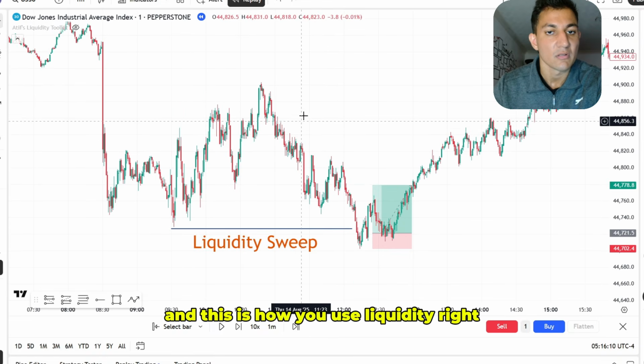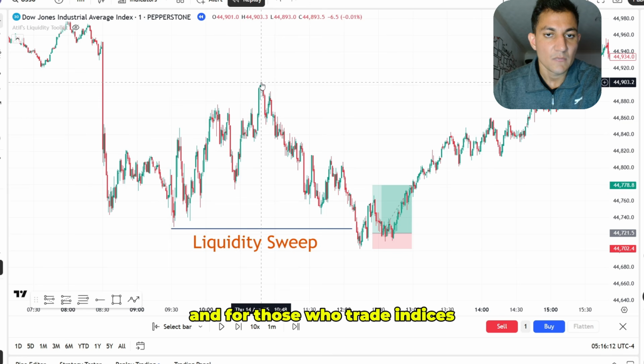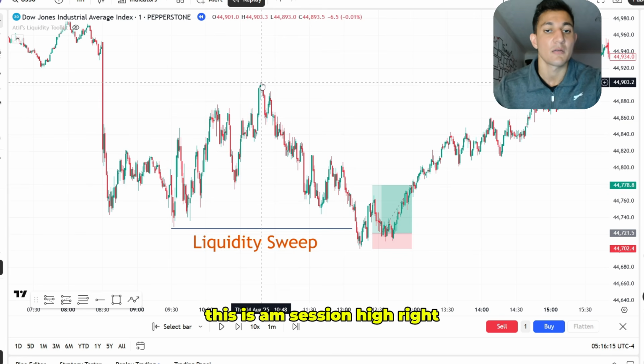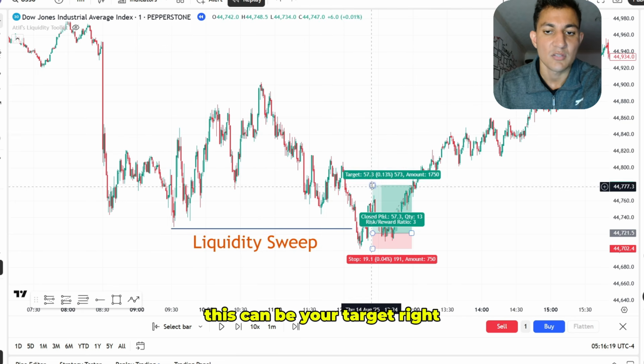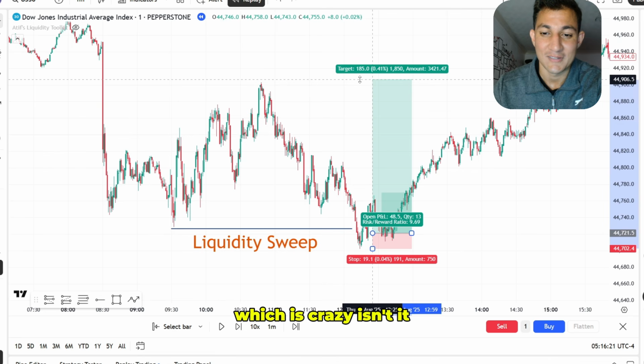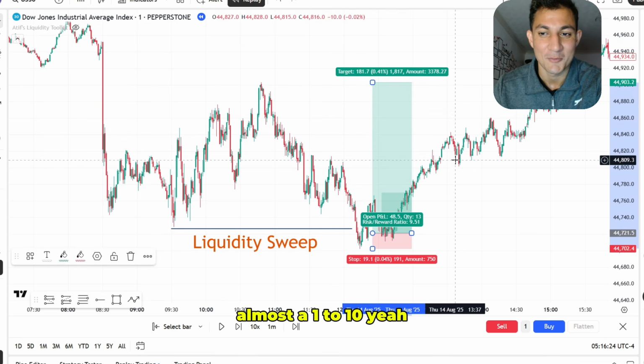And this is how you use liquidity, right? This right here, and for those who trade indices, this is AM session high, right? This right here, easy peasy liquidity target on the 1 minute chart. This can be your target, right? Which is crazy, isn't it? Almost a 1 to 10. How crazy is that? Almost a 1 to 10.